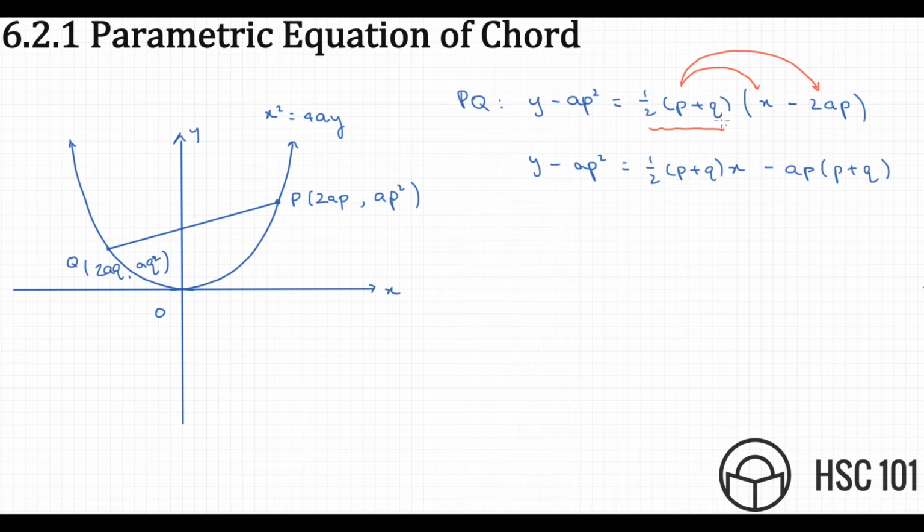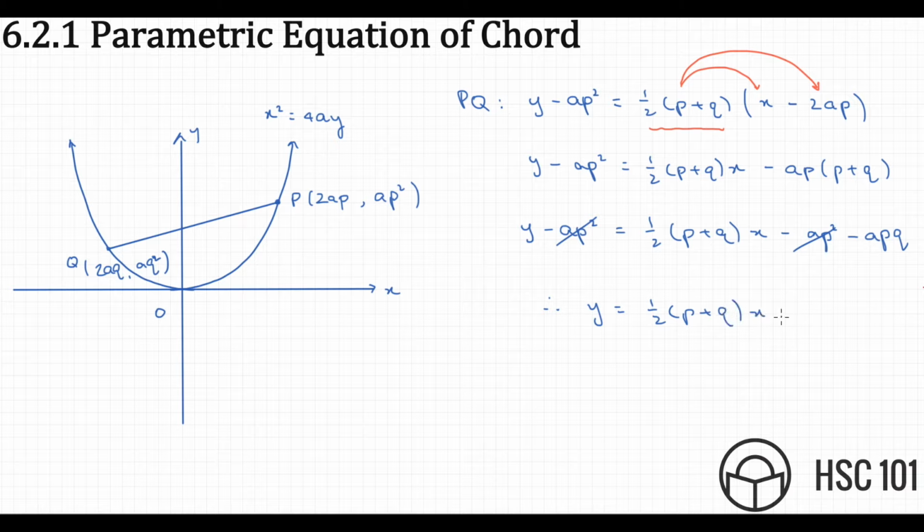The reason why I don't want to expand term by term is because I want the half p plus q in front of the x. However, with the ap times p plus q at the back, I do want to expand this because I'm going to gain a minus ap squared on the right, which is going to simplify with a minus ap squared on the left. So in other words, we're looking at y minus ap squared equals half p plus q lots of x, and then expanding this, minus ap squared minus apq. And we can see that we can cancel the minus ap squared from both sides. And what's left is the equation y equals half p plus q times x minus a times p times q. And this is the standard parametric equation of the chord. And of course, one remark about this equation is that you can't just memorize this equation and quote it whenever you want. What we need to do is obviously learn the proof.